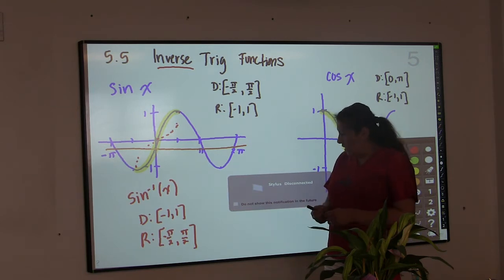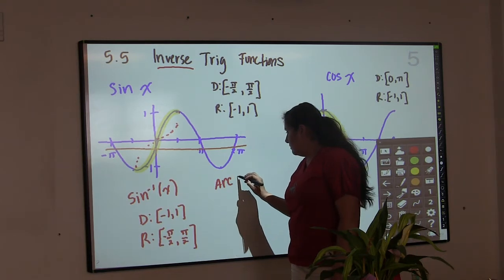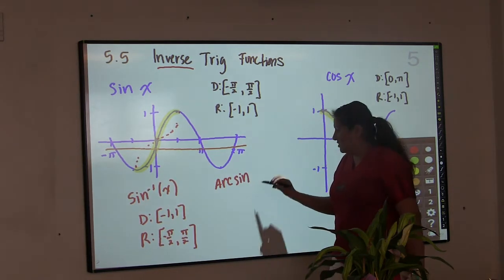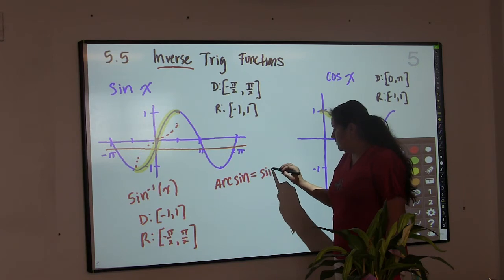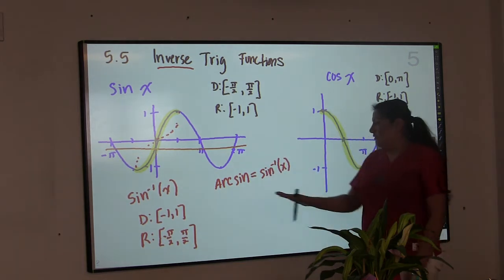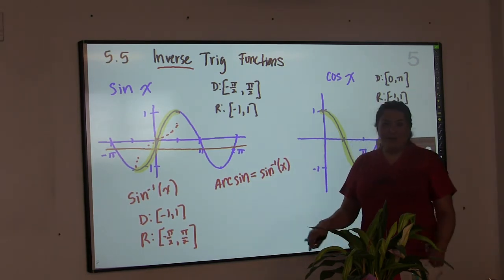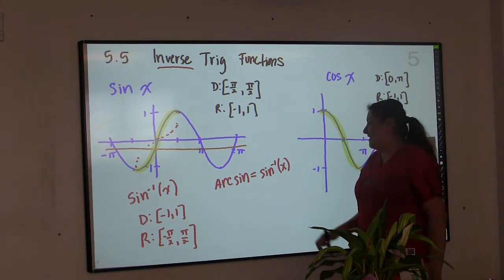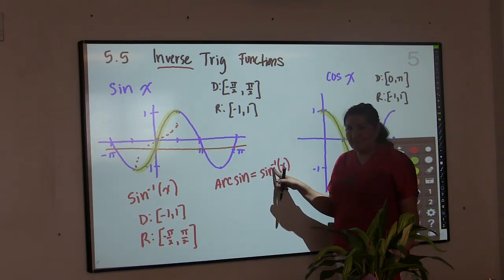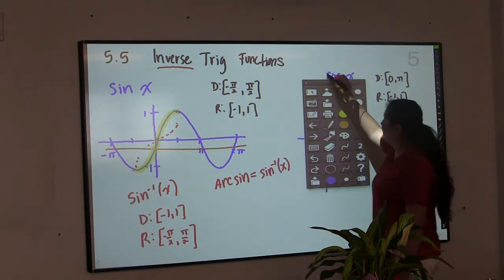Another common word that you'll hear about sine inverse is arc sine. I assure you that arc sine is the exact same thing as sine inverse. Some calculators, like Casios, have arc sine instead of inverse. Other calculators, like the TI-83s, have the little inverse button. They're consistent in that way.